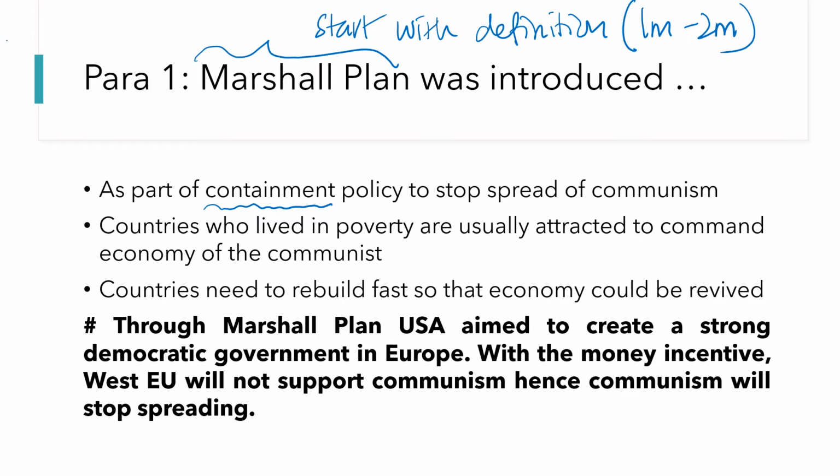All right, and Marshall Plan was introduced because it has been seen and proven that after World War II, if countries continue to live in poverty, they are usually very attracted to command economy. Command economy here literally means Soviet-run economy, or how the economy in Soviet Union is actually conducted. All right, where the state controls a lot of things.